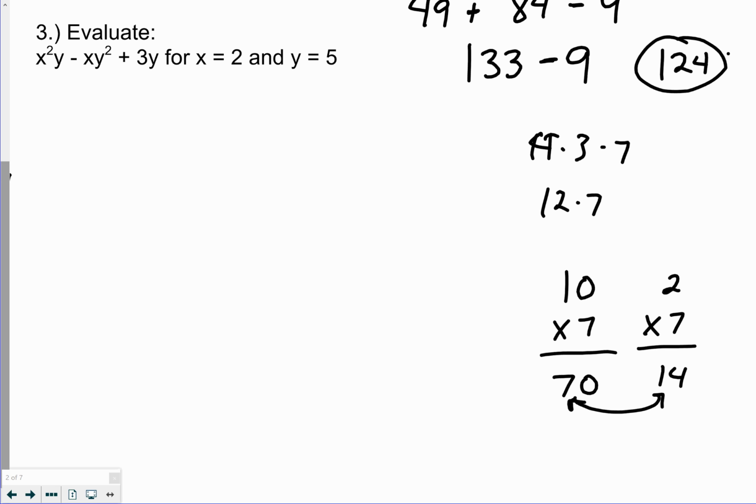Number 3. Let's do number 3. X squared y minus xy squared plus 3y. And it says x is 2 and y is 5. So I'm going to have 2 squared times 5 minus 2 times 5 squared plus 3 times 5. Let's make sure the first step of the process is to get the numbers in the right spots. Let's talk about it. Everybody good so far?